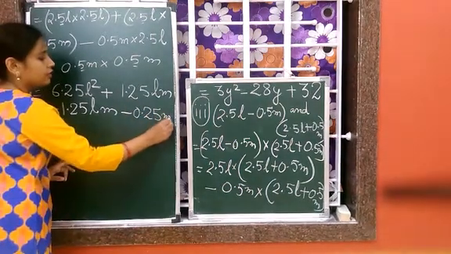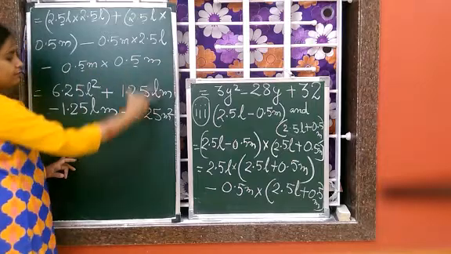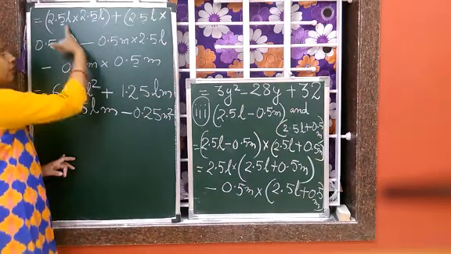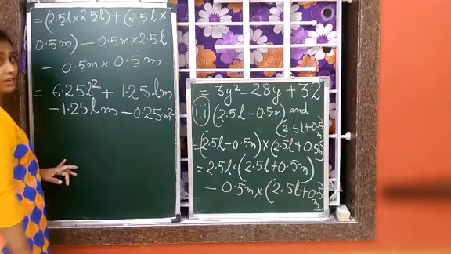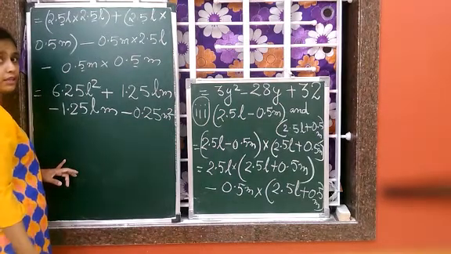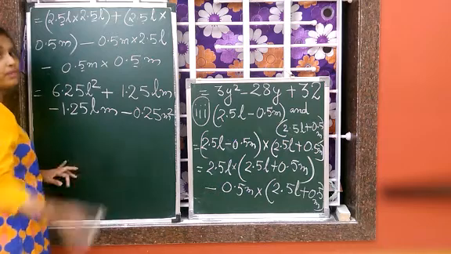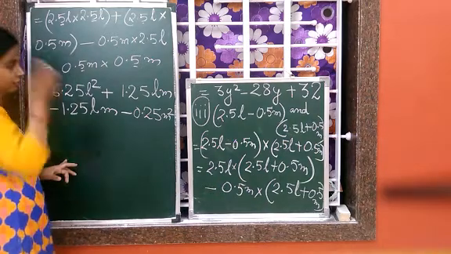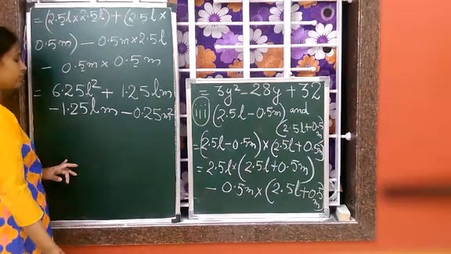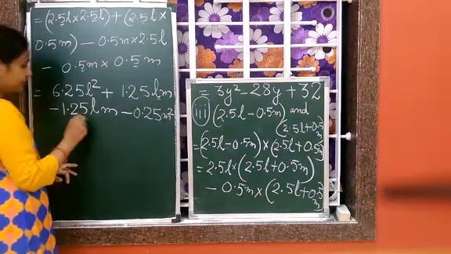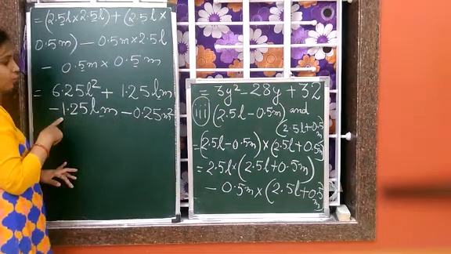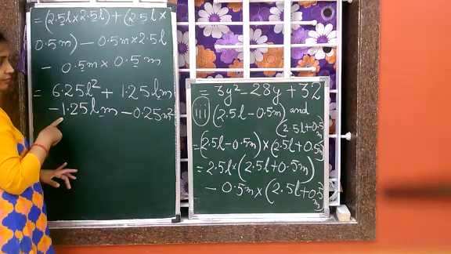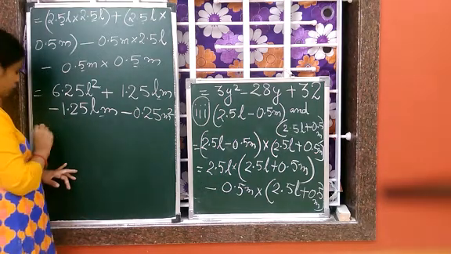0.25 and M into M gives us M square, like here L into L gave us L square. Now same terms, same type of variables, like variables, common variables will get added. So the terms with common variables will get added. So you can see here LM and LM. So 1.25 minus 1.25, correct? It will become 0.